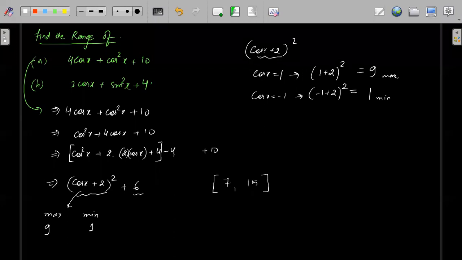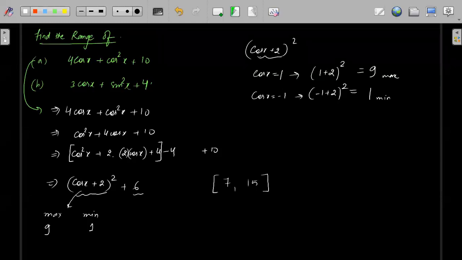We know cos x is maximum 1. So 1 plus 2, 3. 3 square, 9. We know -1 is minimum for cos x. So -1 plus 2. This is not hit and trial. Just check the second one also.